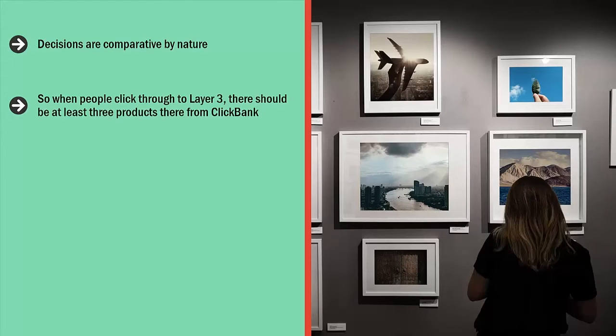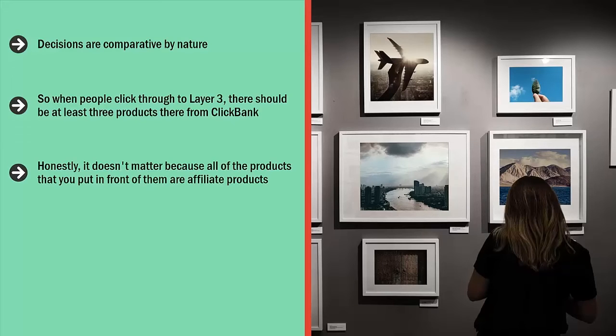So when people click through to layer 3, there should be at least 3 products there from ClickBank. You break them down based on features, and then you make notations regarding how likely this specific option is going to help them solve their problem. Then you do the same for the other products. At that point, your recommended product may stand apart from the rest. Honestly, it doesn't matter because all of the products that you put in front of them are affiliate products. If they pick your suggestion, great. If they don't pick your suggestion and go with another product that you featured, you still make money. Do you see how this works?